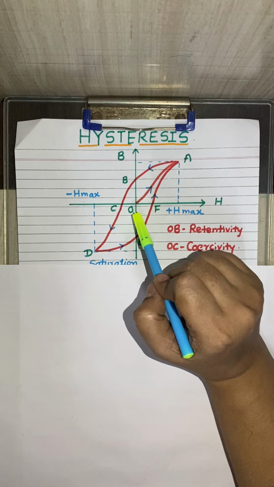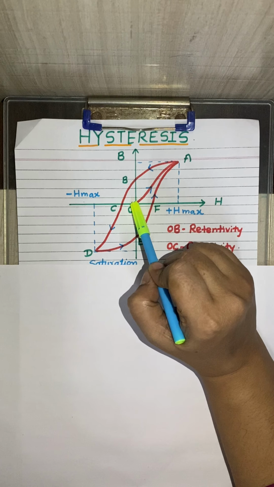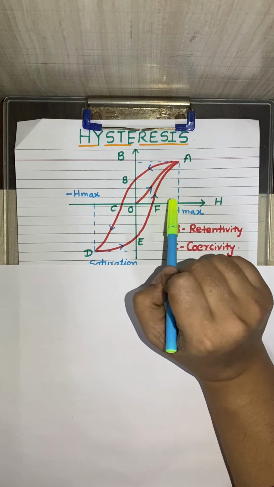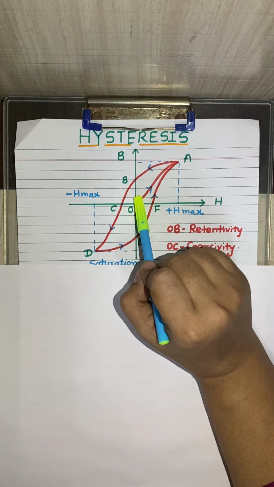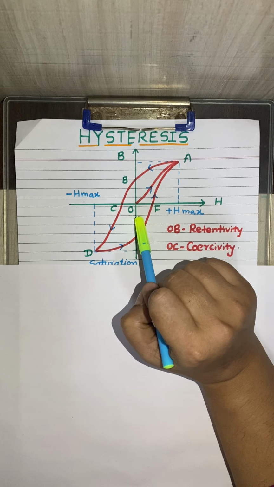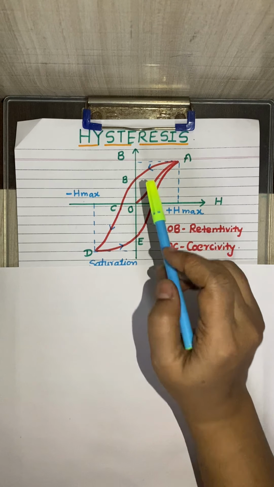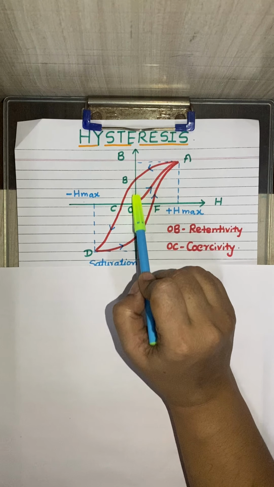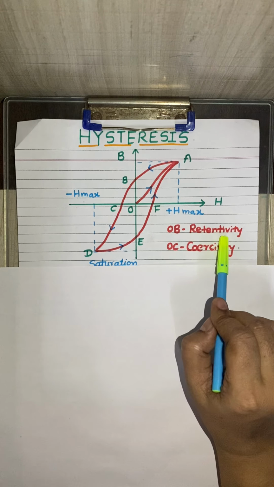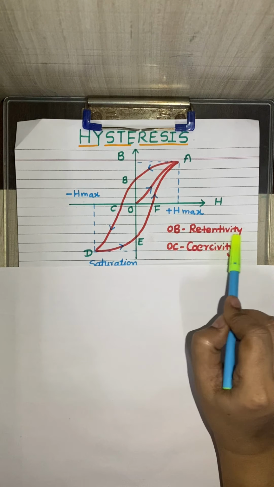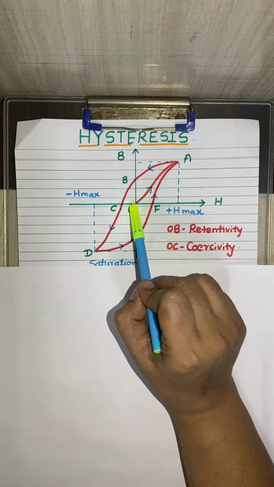The magnetic induction OB left behind in the sample after the magnetizing field is removed or made 0 is called residual magnetism, retentivity or reminiscence. From this diagram, OB is the part of the curve which represents retentivity, also called residual magnetism. What is residue? Residue means left: the magnetism left in the ferromagnetic material although H is becoming 0.